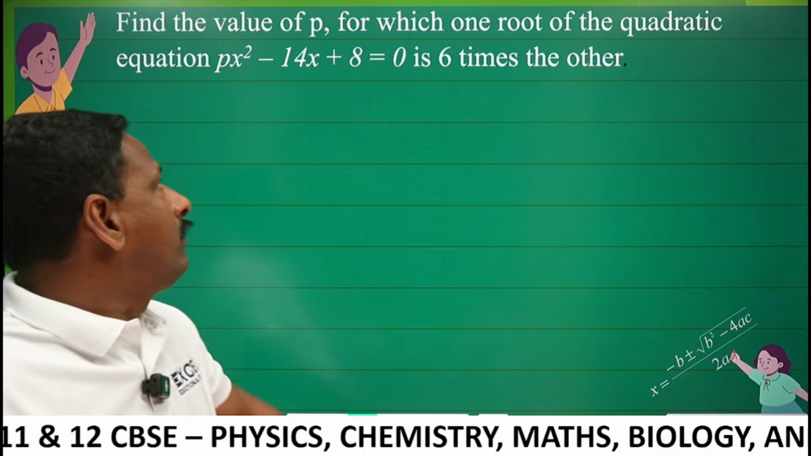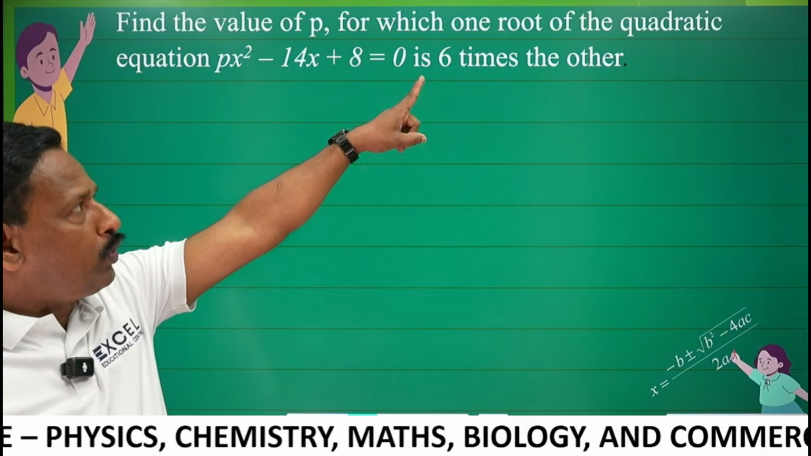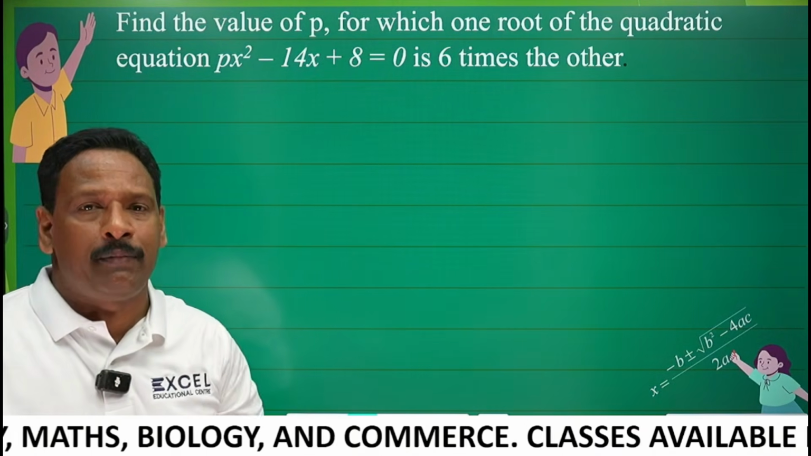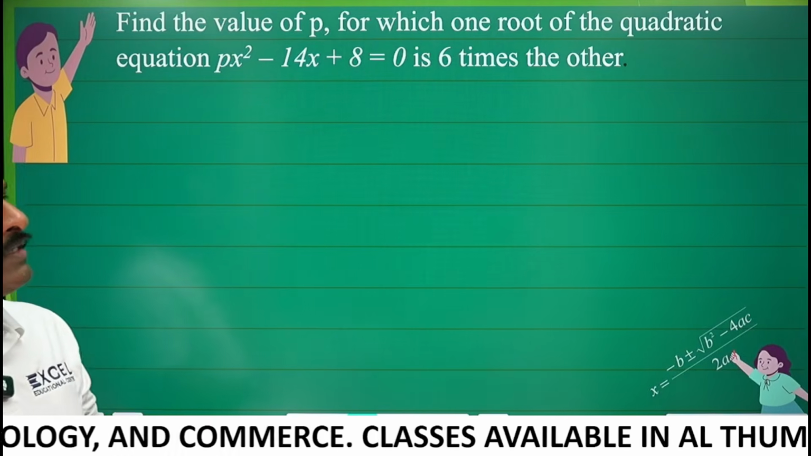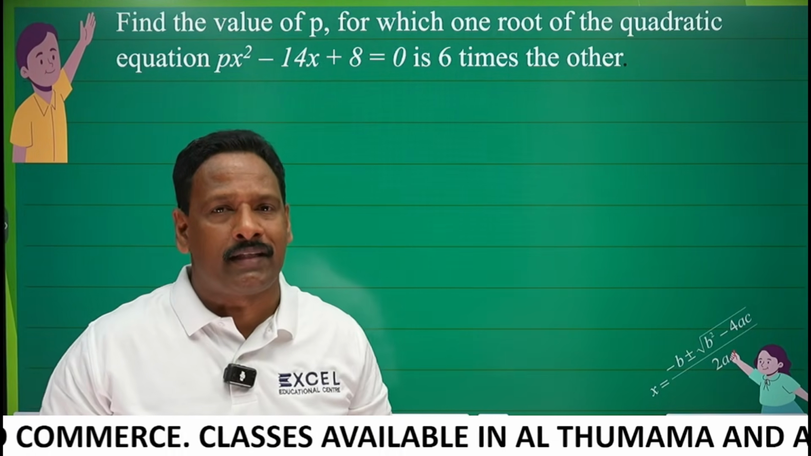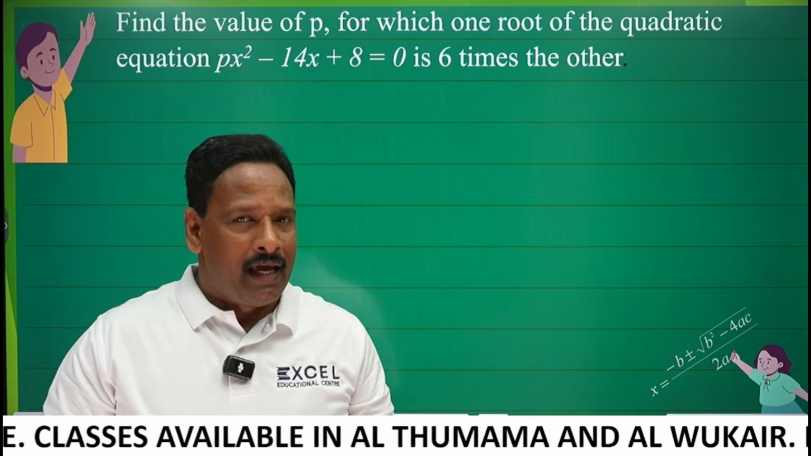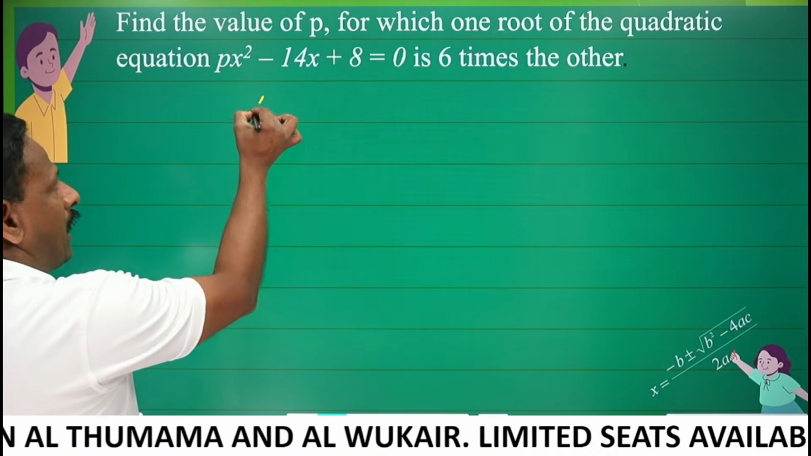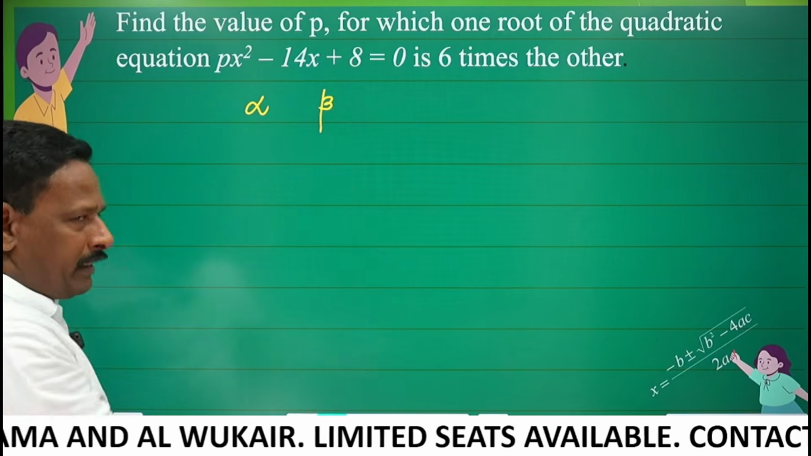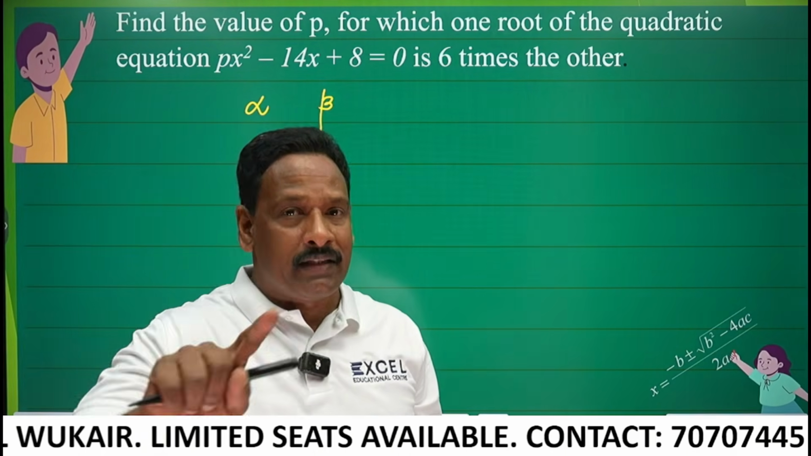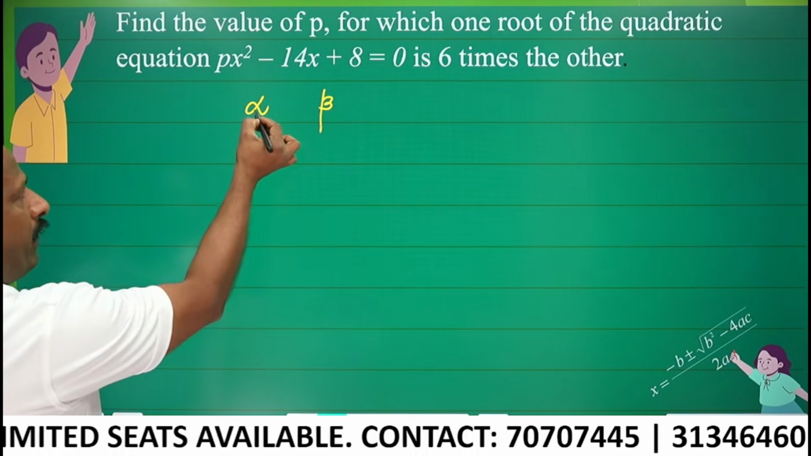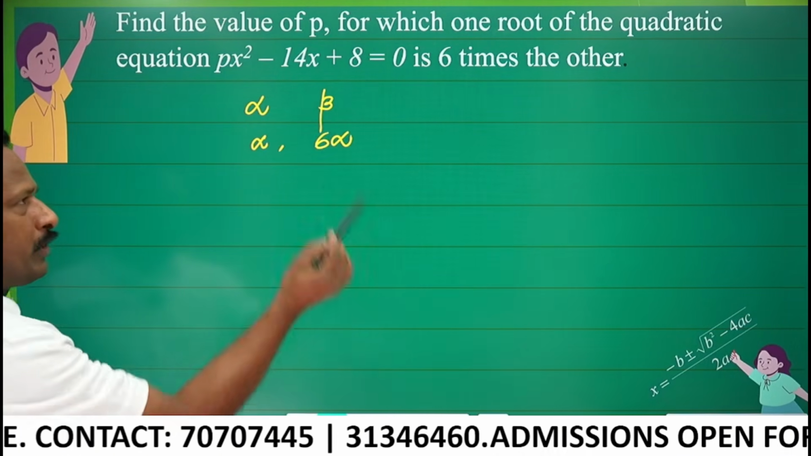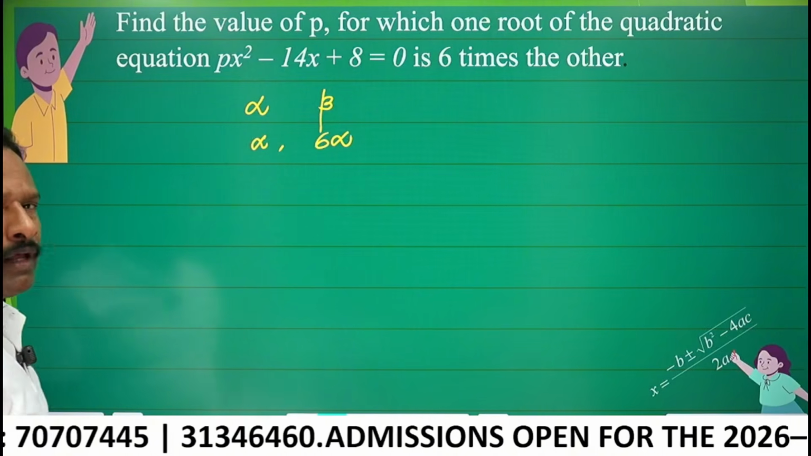Okay, next question. Find the value of p for which the roots of the quadratic equation px square minus 14x plus 8 equal to 0 is 6 times the other. So this question says that one root of this quadratic equation is 6 times the other. How many roots a quadratic equation will have? A quadratic equation will have 2 roots, right? Which are the 2 roots? The 2 roots we used to take as alpha and beta. But in this particular question they say that one root is 6 times the other. That means if one root is alpha, then the other root will be 6 alpha, because the question says that one root is 6 times the other.